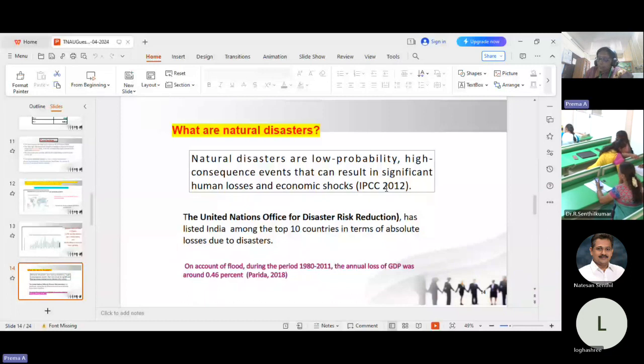Natural disasters have been defined as low probability, high consequence events that can result in significant human losses and economic shocks. This definition is given by IPCC in 2012. We will not be able to say when they will occur, so that is why they are low probability, but they have high consequence, resulting in human losses and economic shocks. India has been listed among the top 10 countries in terms of absolute losses due to disasters, and we are losing around 0.5% of our annual GDP due to floods.